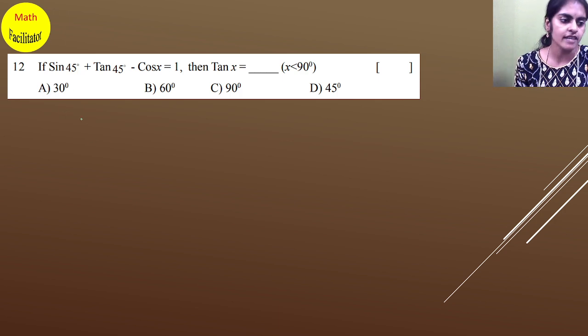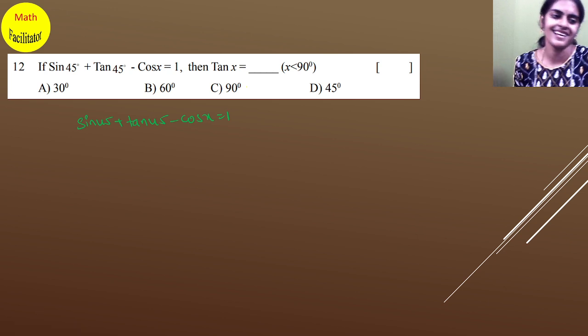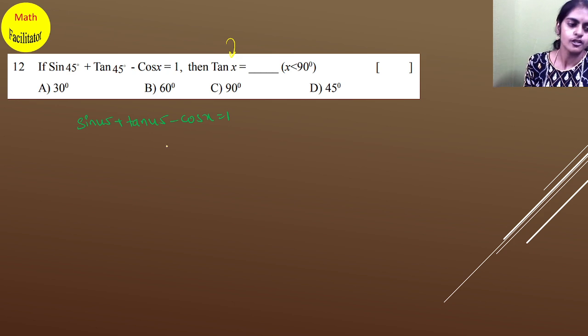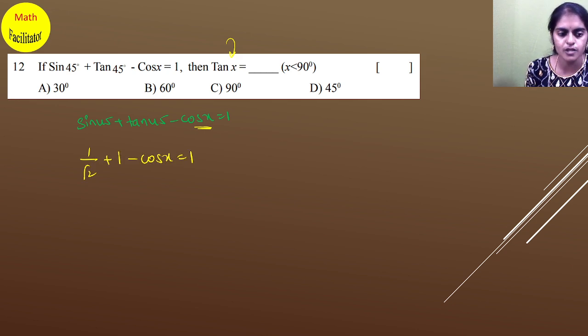Now next question, sine 45 plus tan 45 minus cos x equals 1. So you have to find tan x. To find tan x, firstly you should find x. If you have this x value, then you can say what tan x is. So firstly I need to get this x value from here. Sine 45 is 1 by root 2, tan 45 is 1, minus cos x is equal to 1.